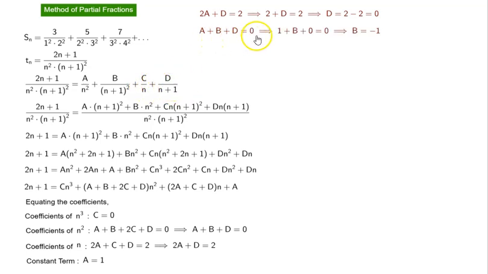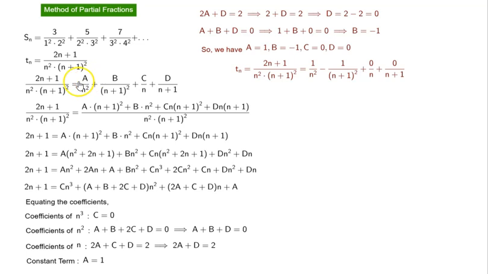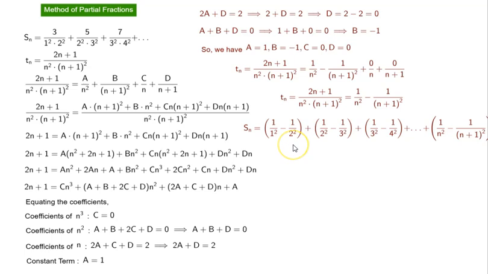a plus b plus d equal to 0, which implies 1 plus b plus 0 is equal to 0, which implies b is equal to minus 1. So we have a equal to 1, b equal to minus 1, c equal to 0, d equal to 0. So our nth term (2n+1)/(n²(n+1)²) is equal to 1/n² minus 1/(n+1)². These two will become 0.